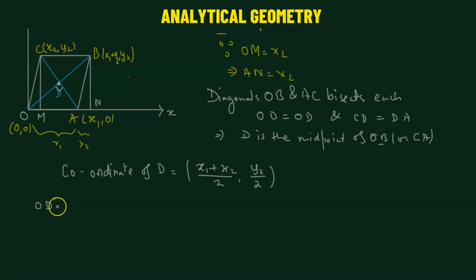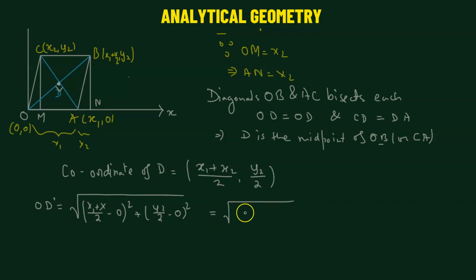So OD will be simply equal to, we'll have to take the square root. Underneath the square root, what we need is the difference of the x coordinate. Since the x coordinate of D is x1 plus x2 over 2, from here we're going to subtract the x coordinate of O. Now since it's at the origin, it will be simply 0. Square it and then add it to the difference of the y coordinate. So that means we have y2 over 2 minus 0, whole square. So let's open it up. So this is going to give us the square root of x1 plus x2.